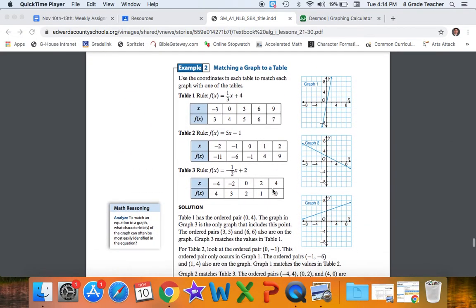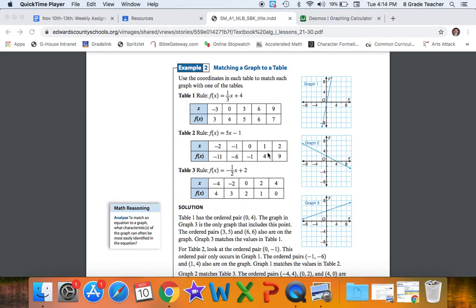Example 2. Matching a graph to a table. So sometimes you might be asked to graph a line based on a table. Sometimes you might be asked to say, hey, what line that's graphed already matches the equation, and you have to look from the table to see if those points match up. So use the coordinates in each table to match each graph with one of the tables.